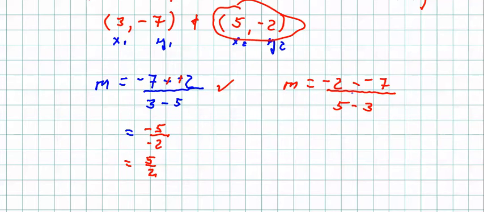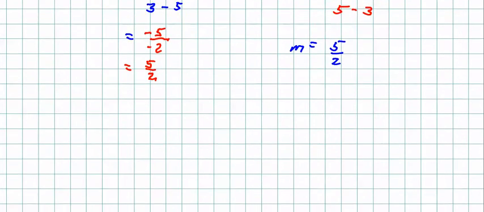Minus a negative is plus a positive. -2 plus 7 is 5. 5 minus 3 is 2. My slope is 5/2. It does not matter which one we do first.